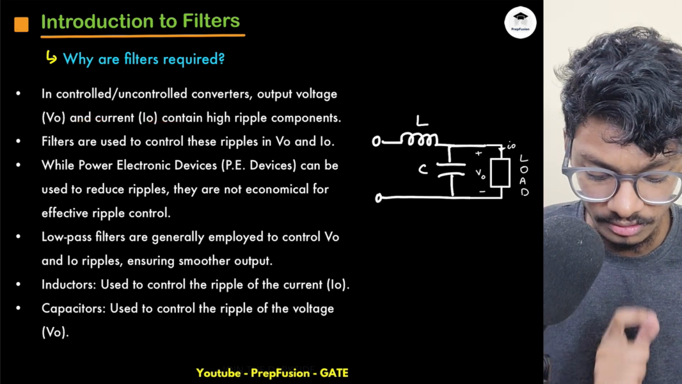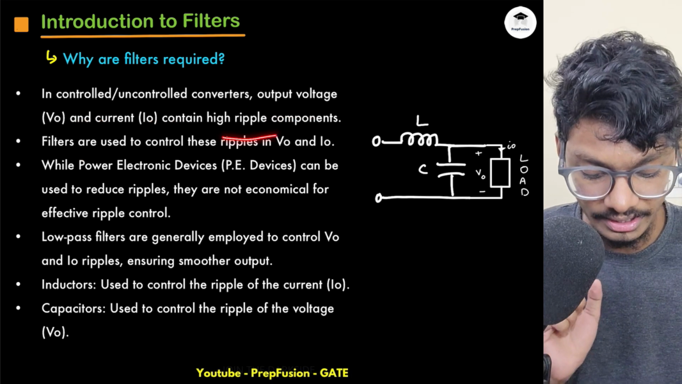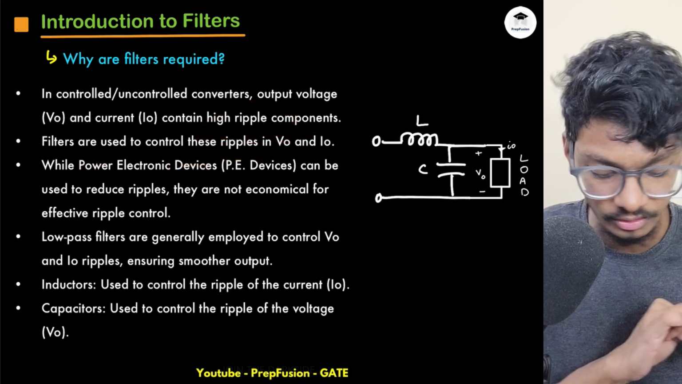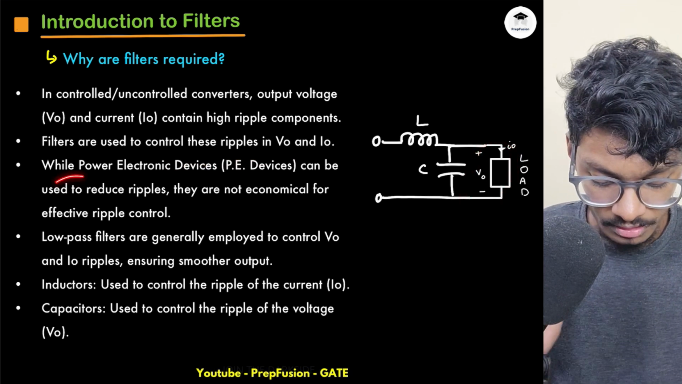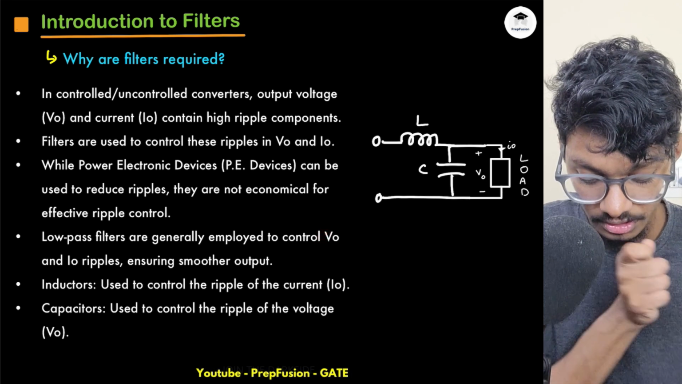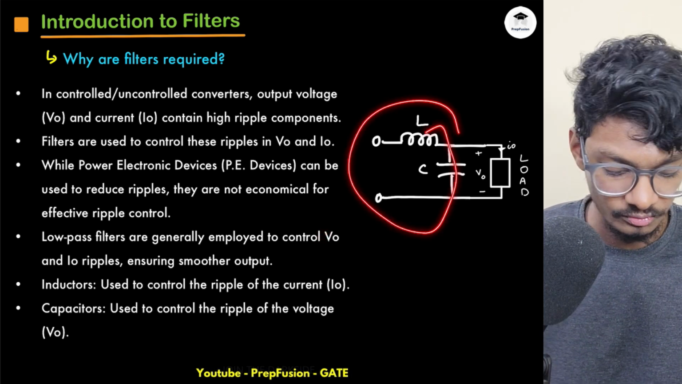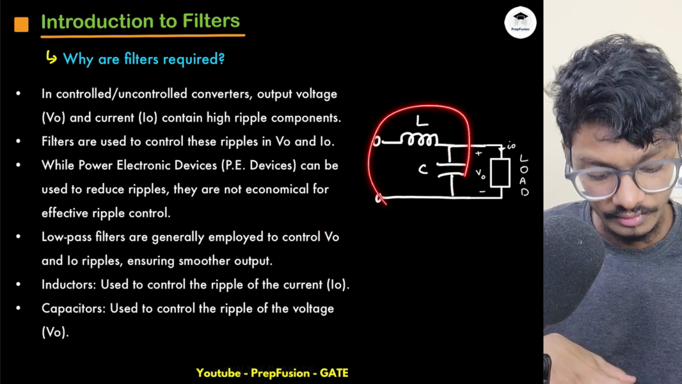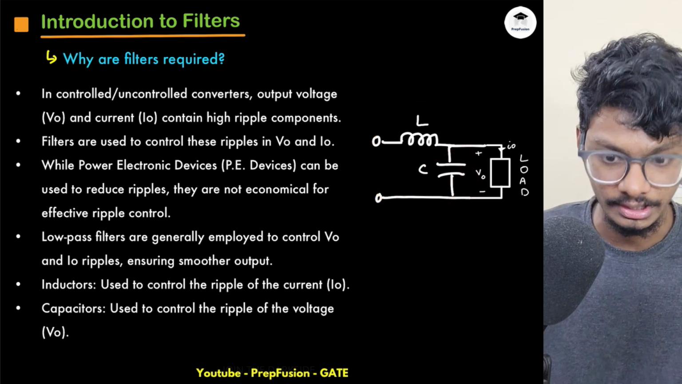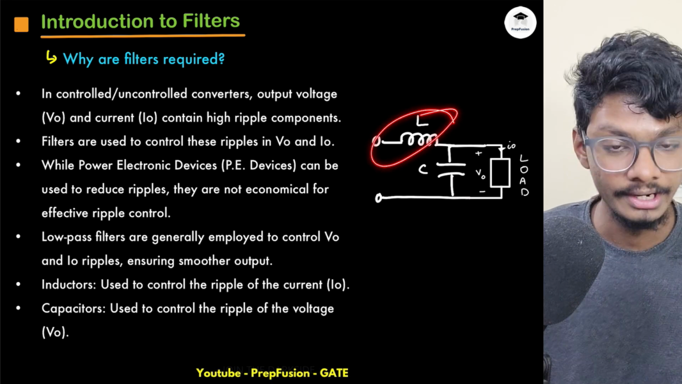In controlled and uncontrolled converters, output voltage VO and IO contain high ripple components. Filters are used to control these ripples in VO and IO, that is output voltage and current. While power electronic devices can be used to reduce ripples, they are not economical for effective ripple control. That's why we use L and C. We will see the use cases. I have already explained the capacitive filter in my prerequisite. I will explain the inductive filter here.